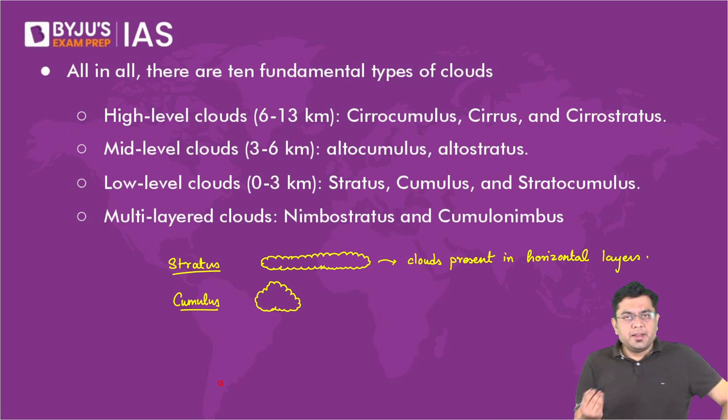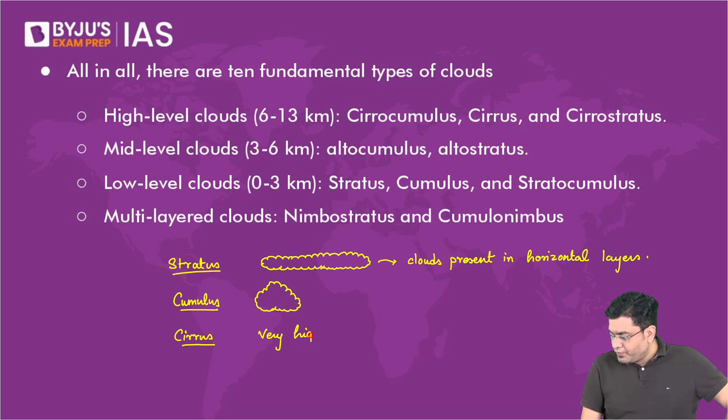Then you have another category, that is cirrus. Cirrus refers to very high altitude clouds. Then you have what is referred to as nimbus. This represents rain-bearing clouds, which will actually cause rainfall.